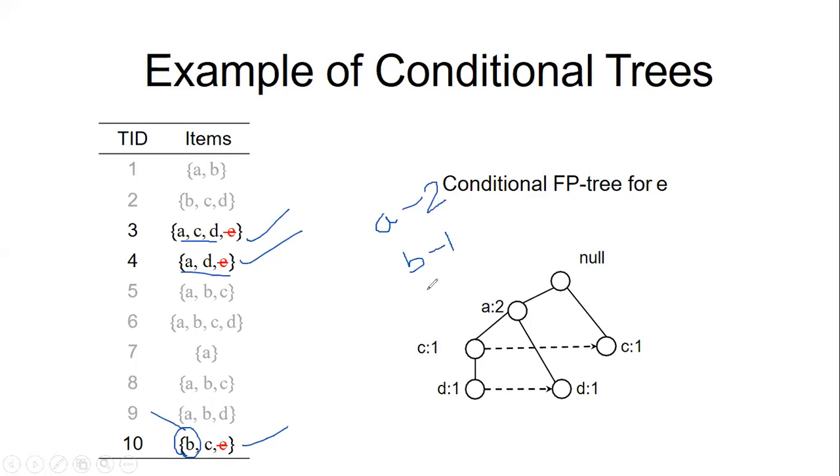Yes or no? C, let me see. 1, it is not here, it is here. 2 times. D. D how many times? 1, 2. It is not here. So what is the minimum count we have? Minimum support count is also 2.